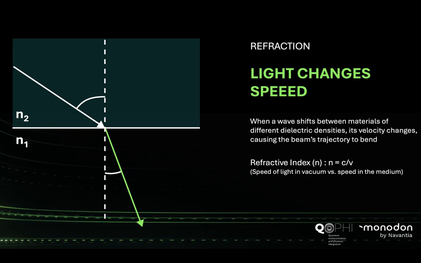We describe this effect using something called refractive index, or n. It's defined as the speed of light in vacuum divided by the speed of light in the material. So, the higher the refractive index, the slower the light travels in the material, and the more it bends. This concept is essential for designing lenses, optical systems, and fiber optics.